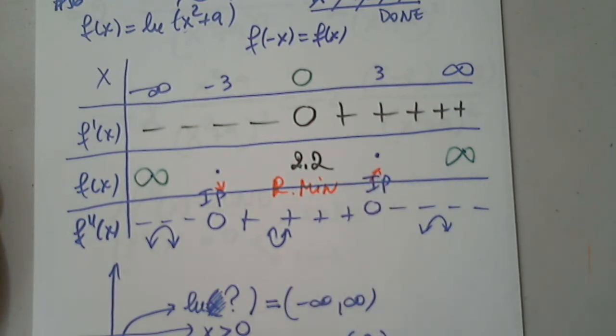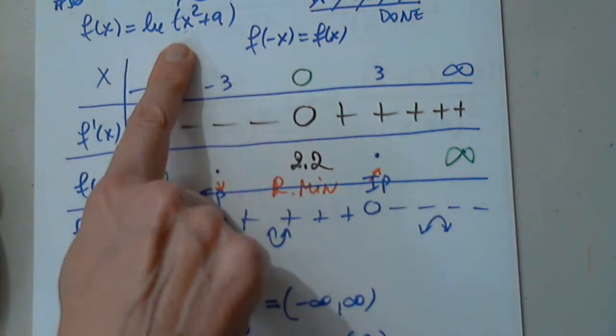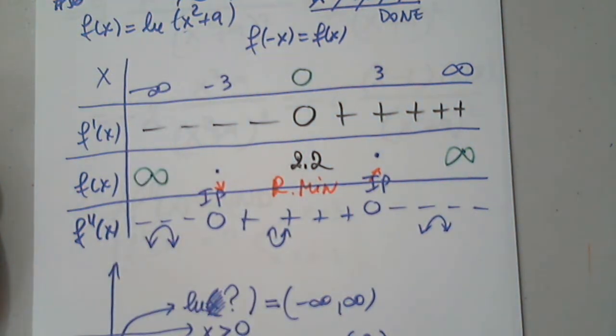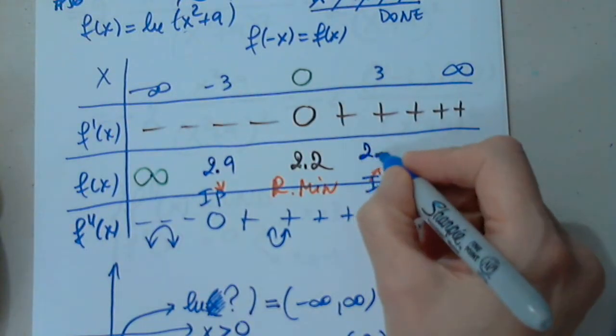So, because I plug in and I get natural log of 18, that's all it is. If I plug in -3 or I plug in 3, it's not going to make any difference. 9 plus 9 is still 18. So, let's determine natural log of 18. (2.9). How nice to plot 2.2 and 2.9. Awesome. 2.9.